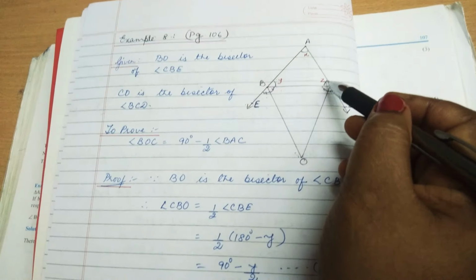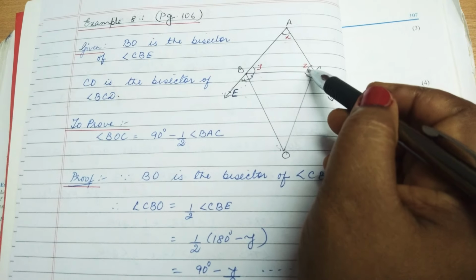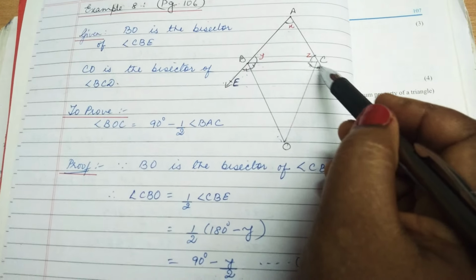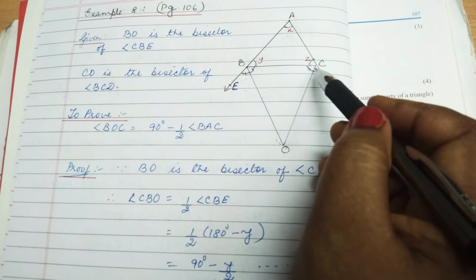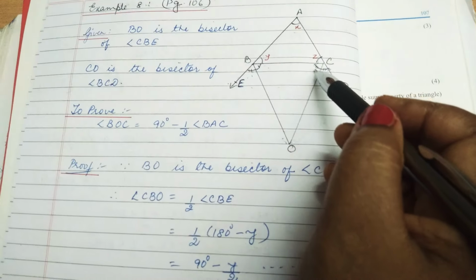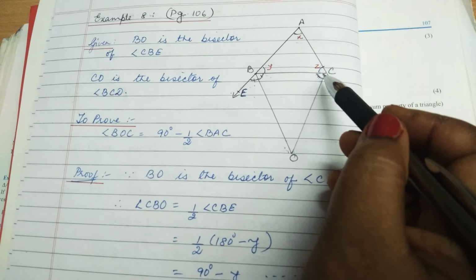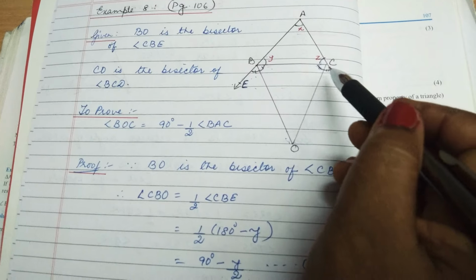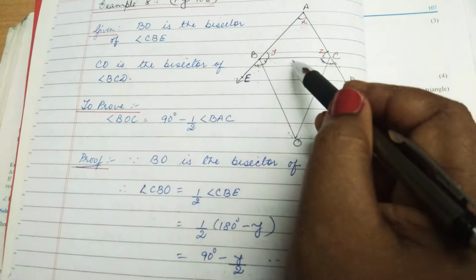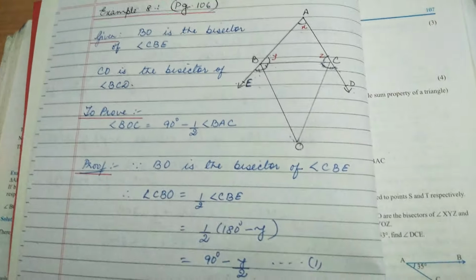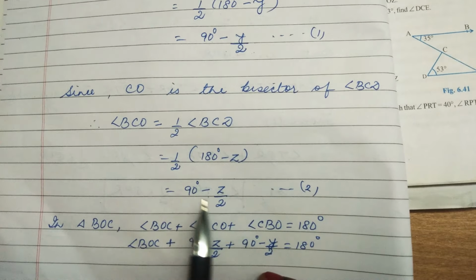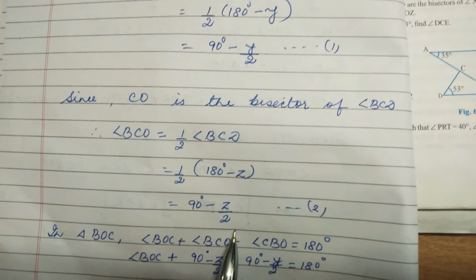Now again see this side. In this line, angle z plus angle BCD is equal to 180 degrees. So angle BCD is equal to 180 minus z. So half of angle BCD will be equal to half of 180 minus z. Now CO is the bisector, so in place of half angle BCD we can write angle BCO. So angle BCO equals half angle BCD, that is half of 180 minus z. When you solve it, you get 90 degrees minus z by 2.